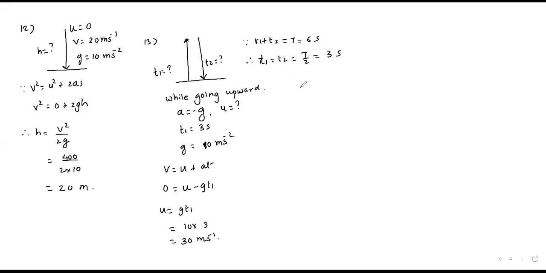So I can use now here s is equal. Yeah, I can go with that part. v square is equal to u square plus 2as. So 0 is equal to u square minus 2gh. h is equal to u square upon 2g. u is 30 into 30 upon 2 into 10. Here is the 15. This is 45 meter. How much it is? 45 meter. This is about the 13th.